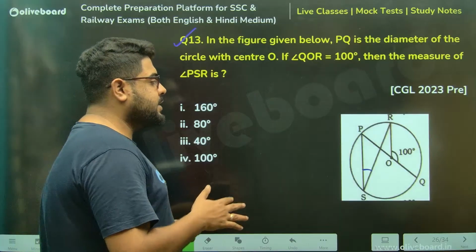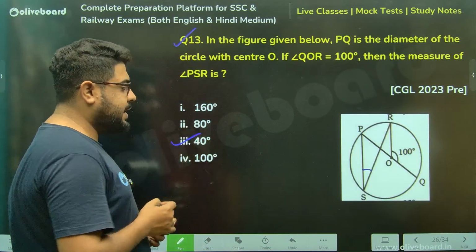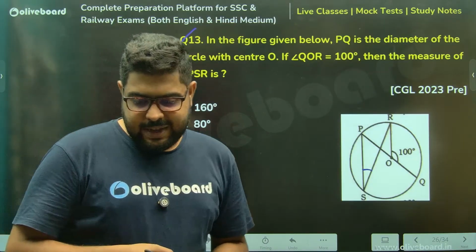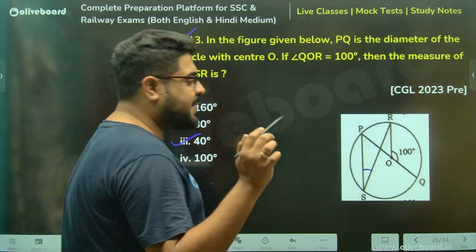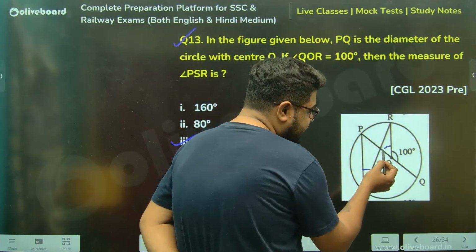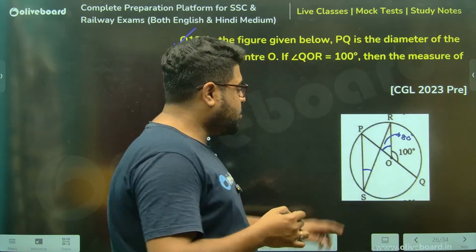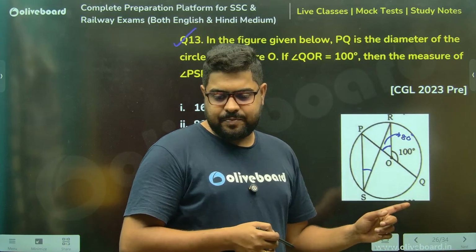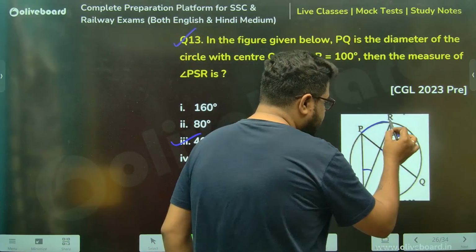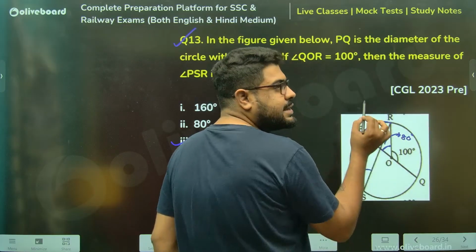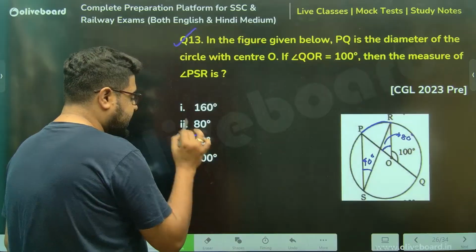Sir, how can we do this, sir? It's a 10-second question. If you ask me, I have already got my answer just by looking. Apurva has also answered, Anshu has also answered. Please understand, there is nothing required. If this is 100 degrees, this is 80 degrees, because the total is 180 degrees, one straight line. So if this is 80 degrees on this particular arc, this is the central angle, this is the angle on the circumference. So this will be half of 80, which is 40 degrees. That is my correct answer.